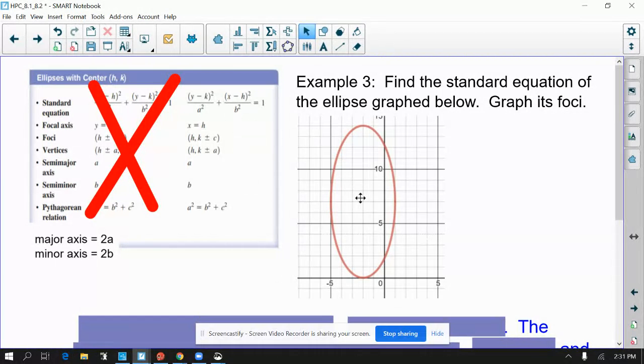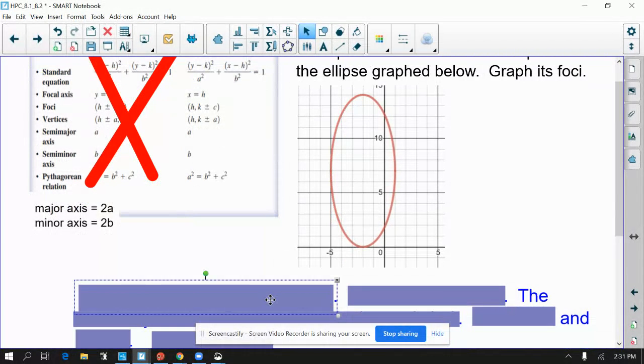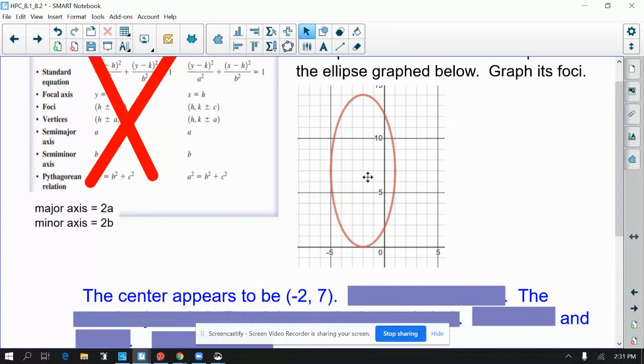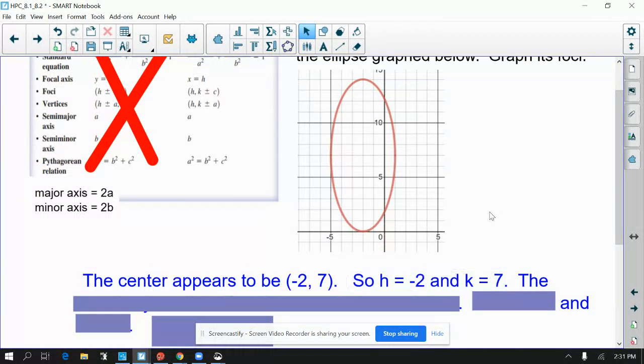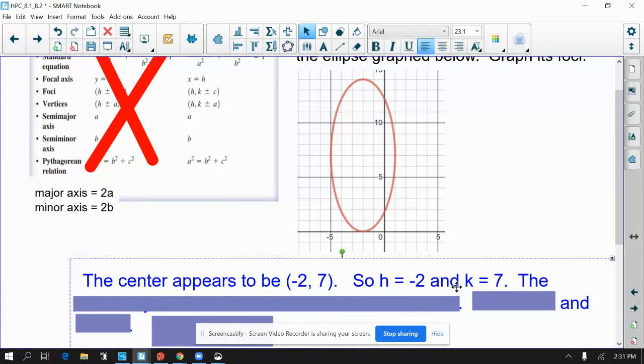First of all, the center. What looks like the center to you? To me, it looks like -2, 7, right around here, to the left 2 from the origin, up 7. So that's great news. If I know the center, then I know H and K. So H is -2 and K is 7. And then what else can I find here?